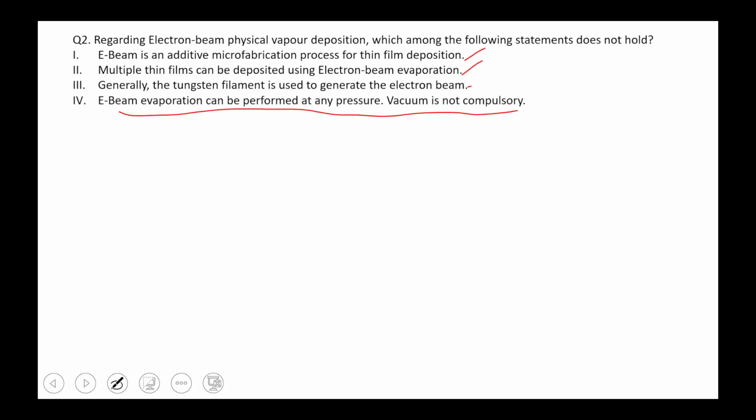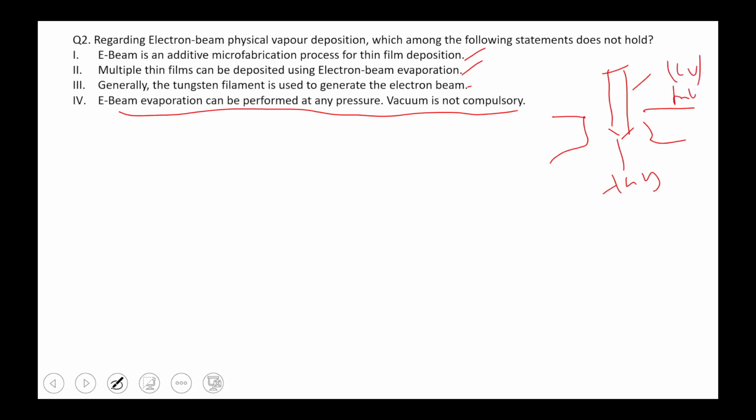Because, sir, what will happen in this case? There is a gun, and there is a tungsten filament. This is the gun. There is a source supply, and there is an electrode gun here. It is made of tungsten, and the supply is in kilowatts or megawatts.